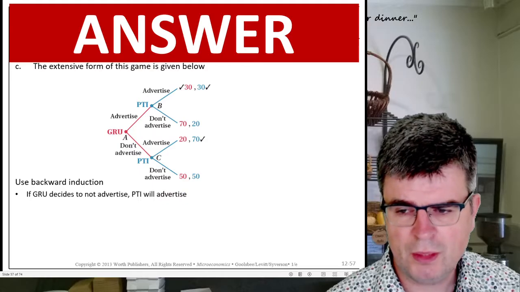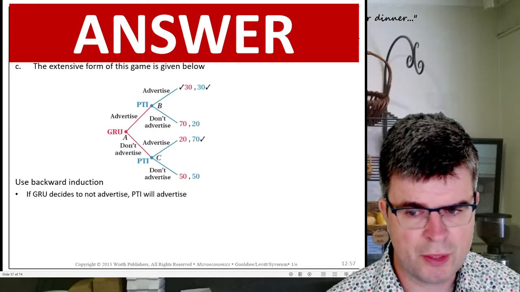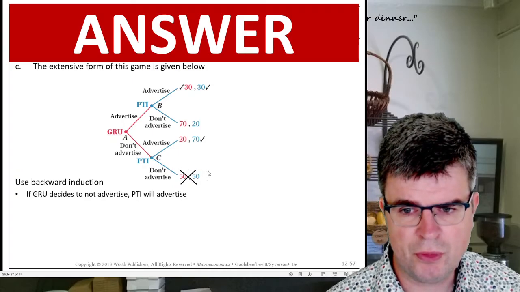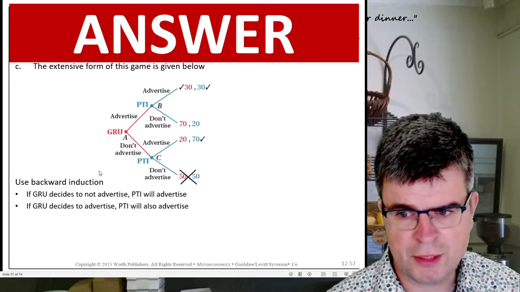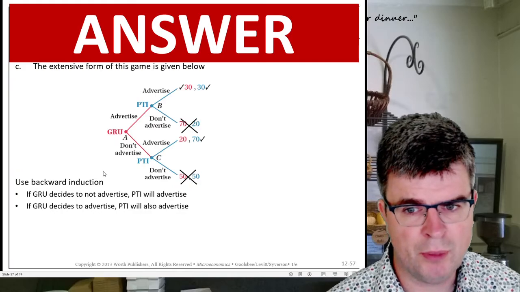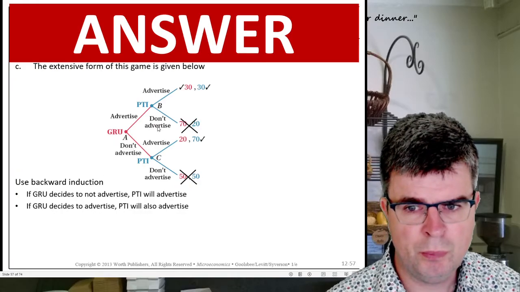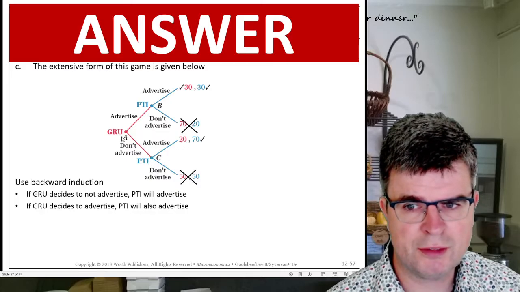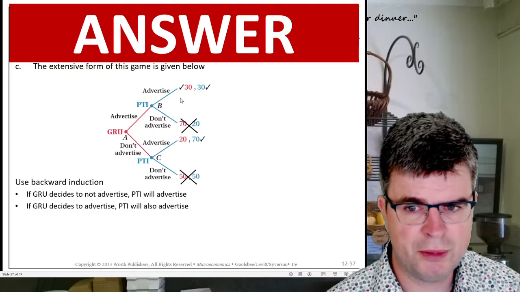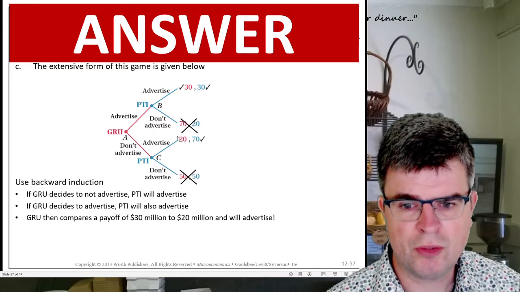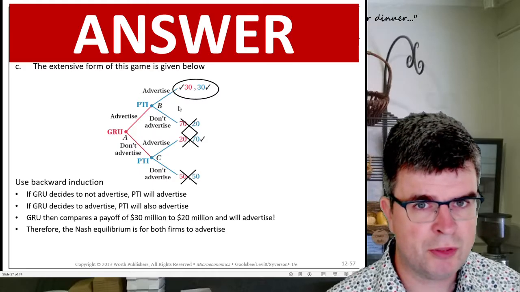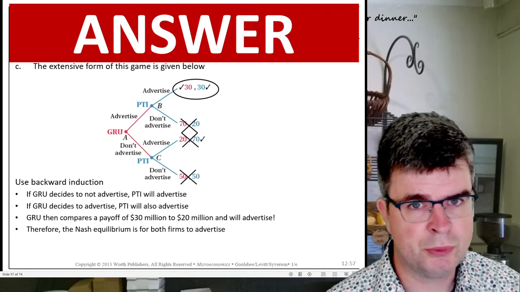So to summarize, if GRU decides not to advertise, PTI will advertise, so this branch is not chosen. This is the one that is chosen. If GRU decides to advertise, then PTI will advertise as well. So we have two branches left for GRU to consider. If it doesn't advertise, PTI will advertise. If it advertises, PTI will advertise as well. 30 is more than 20, so it will advertise. And the Nash equilibrium in a sequential game is for both firms to advertise.